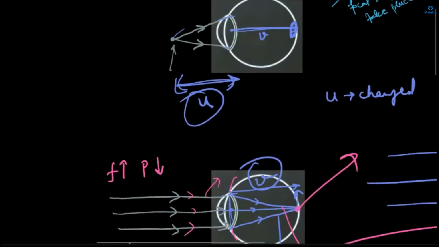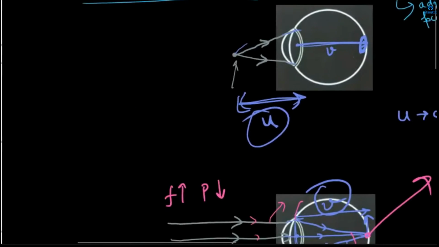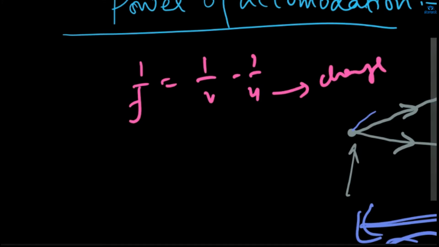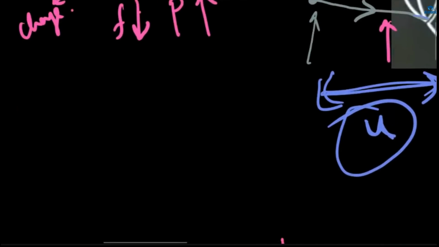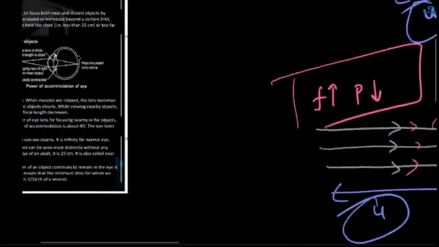I have already made this here, so you better refer to this. V will be constant, and here 1 by f is equal to 1 by v minus 1 by u. U will change, so the focal length will change. For light coming from a nearby object, f should be small and power should be large. And for this, f should be large and power should be small.